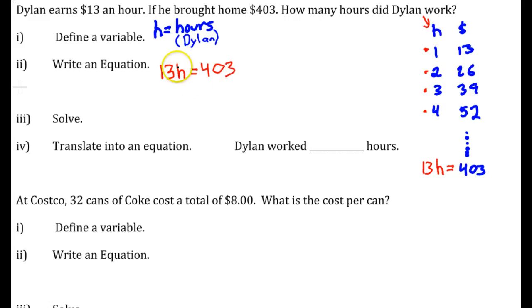Notice how 13 times h, when you say an hour or per hour, that means you multiply. So for 1 hour you get 1 times 13. For 2 hours it's 2 times 13. For 3 hours it's 3 times 13. For 4 hours it's 4 times 13. So for an unknown amount of hours, it's just the number of hours times 13, 13h. That's what gives us how much you made. Okay.